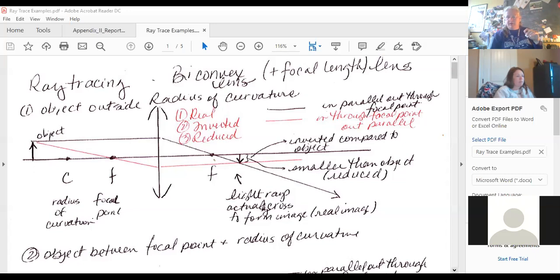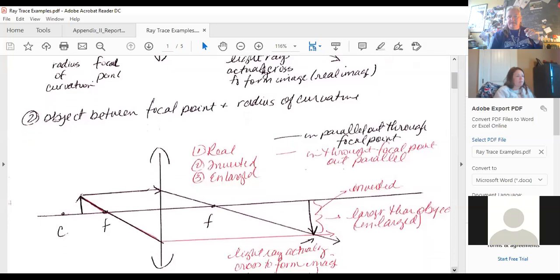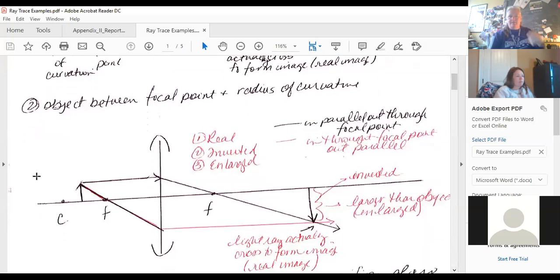Now, the next one, I'm going to have the same kind of lens. It's still a positive lens, but now I have moved my object to where it's between the radius of curvature and the focal point. All I've done is move it. I'm going to use the same two rays: in parallel, out through the focal point, in through the focal point, out parallel. I messed up there and didn't use my red pen, but I tried to draw over the top of it so you could see.